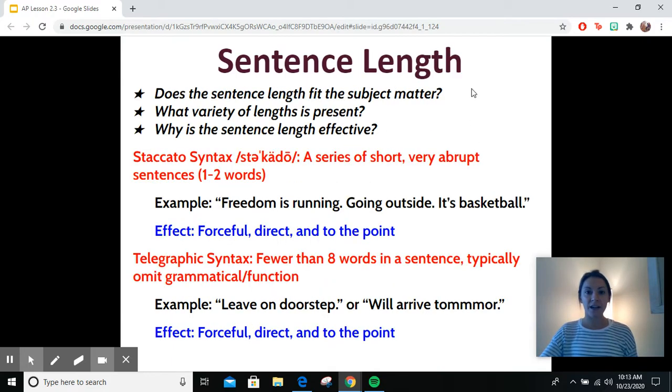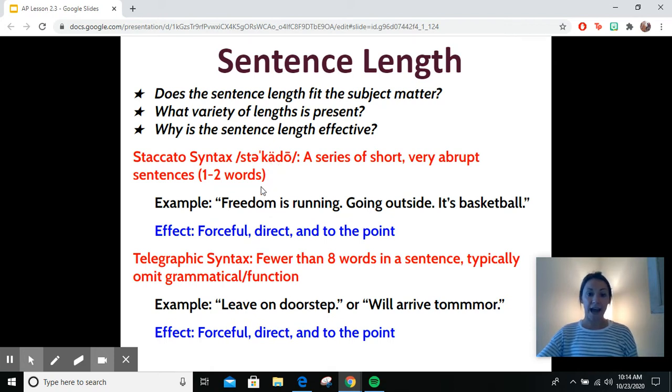Our second category is all about sentence length. So questions you can ask yourself, does the sentence length fit the subject matter? What variety of lengths is present? And why is the sentence length effective? So 3 types we're going to learn about. First is that lovely word there. It's staccato. So repeat after me, staccato. There's the pronunciation there for you too.